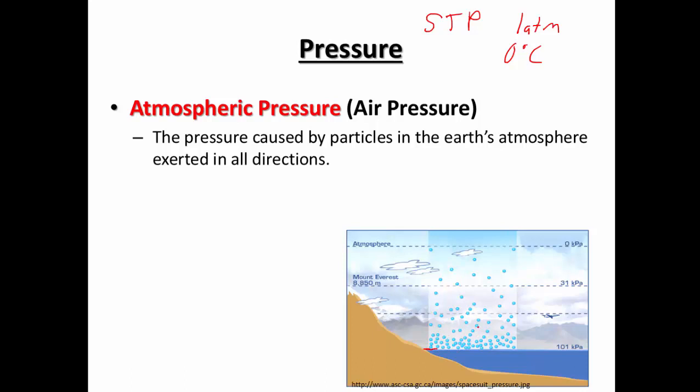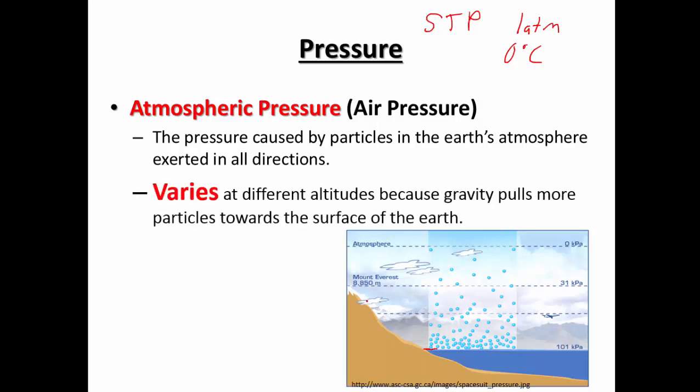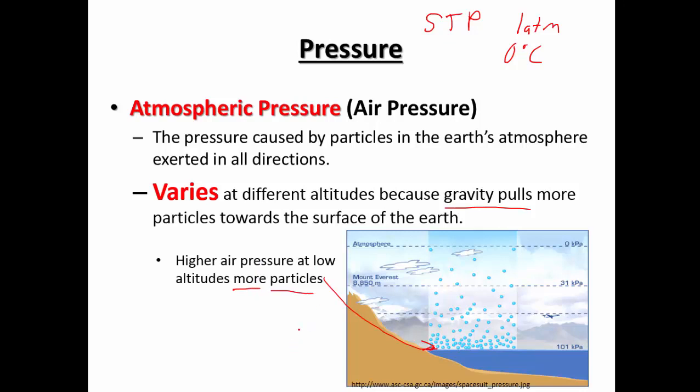Gravity is pulling more and more particles down, so we just have a higher concentration of air particles. More of them pushing on you increases the pressure. The further up you go in the atmosphere, the fewer particles are pressing down upon you. So higher air pressure is at the low area, when you're down closer to sea level. You have more particles actually pushing down on you.